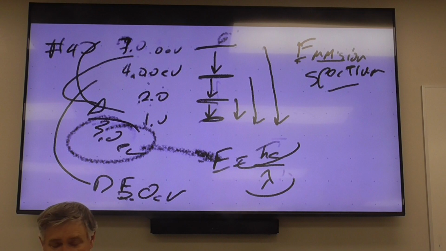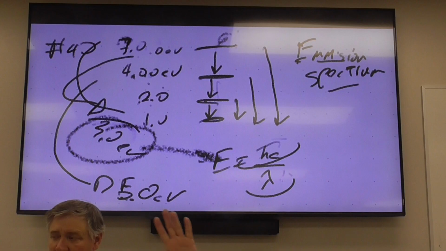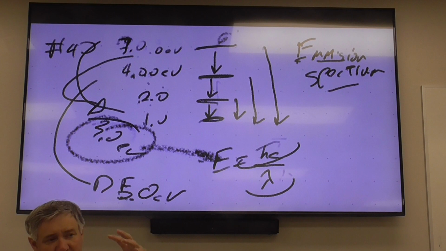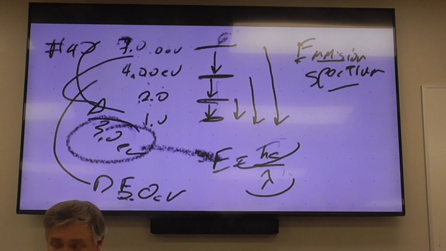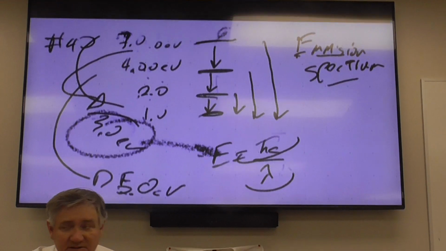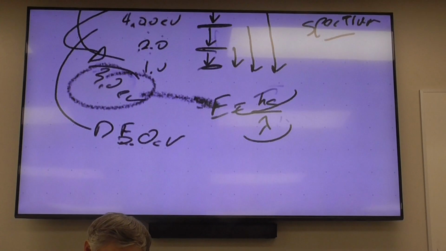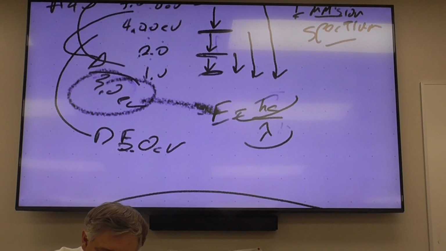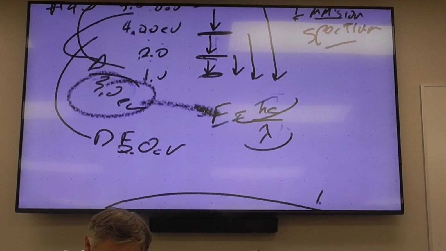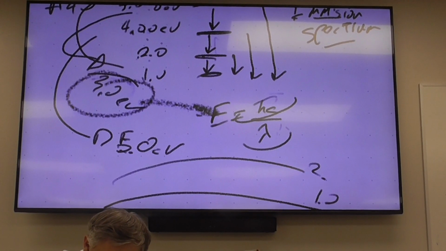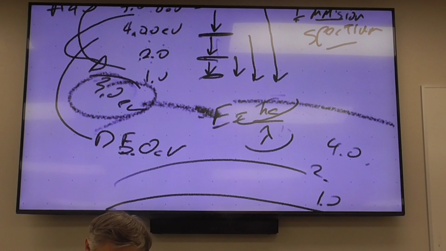Now, in contrast to that, and this is what we're talking about today, is what's known as absorption spectrums. What happens on absorption spectrums is that you shine the entire range of possible light on the atom. As the name implies, it will only absorb energy to move from the ground state. So absorption spectrums are simpler. If you have the same thing, there's your 1 electron volt, there's your 2, there's your 4, there's your 7.